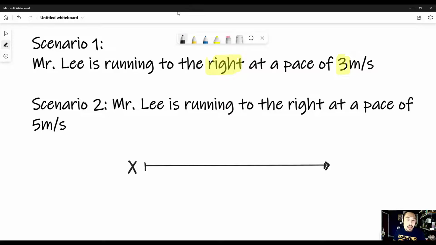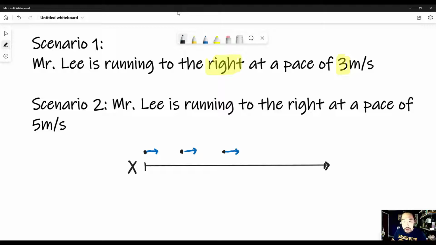All right, so scenario 1, we have Mr. Lee. You're going to represent me with a dot, and you're going to show that I'm moving to the right with the pace of 3 meters per second. Now, once again, because we're not dealing with numbers necessarily, I'm just going to draw it very generically. So that is me. Oops, that's just me, and I'm running to the right.